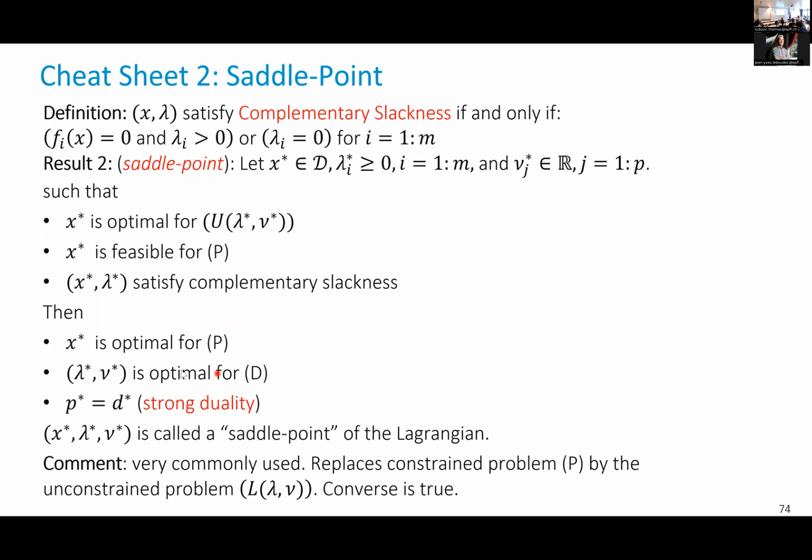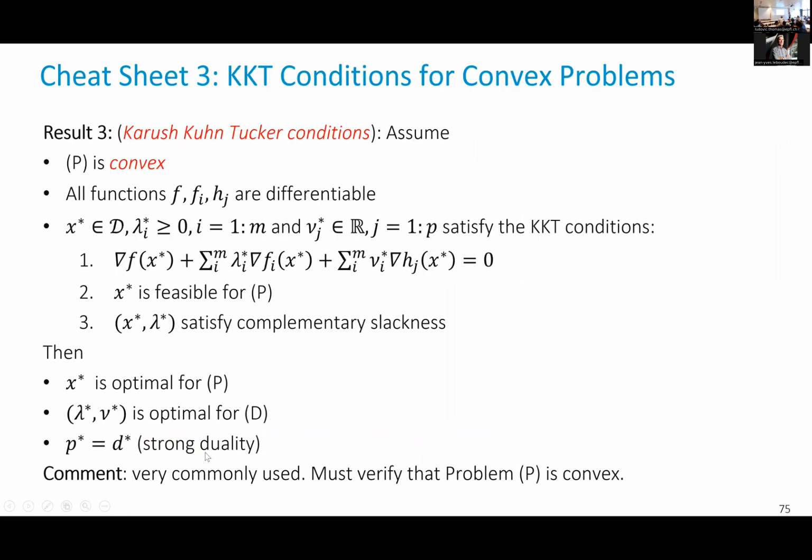In addition, the lambda and nu that we have are also the optimal solutions of the dual problem. And if that happens, that means the duality gap is 0, which means strong duality holds. So of course, this method works only in the cases where there is some hope for strong duality to work, which in practice works when the problem is convex. Strong duality holds for most convex problems, not all, but most. So that's, I would say, the method of choice. That's very often used.